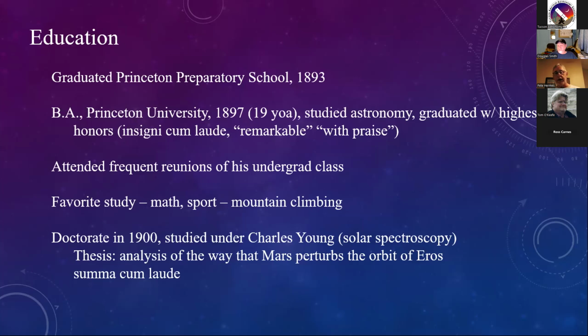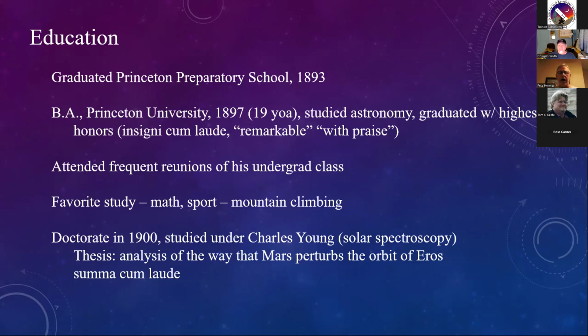Throughout the years after he graduated, he had advanced studies at Princeton, but primarily based on his undergraduate degree. He frequently attended reunions of his undergrad class and was very instrumental in helping form these, and also very knowledgeable of the class. His favorite study was math. His sport was mountain climbing. He was very good at math, and that explains some of how he accomplished some of his work in astronomy in his professional life.